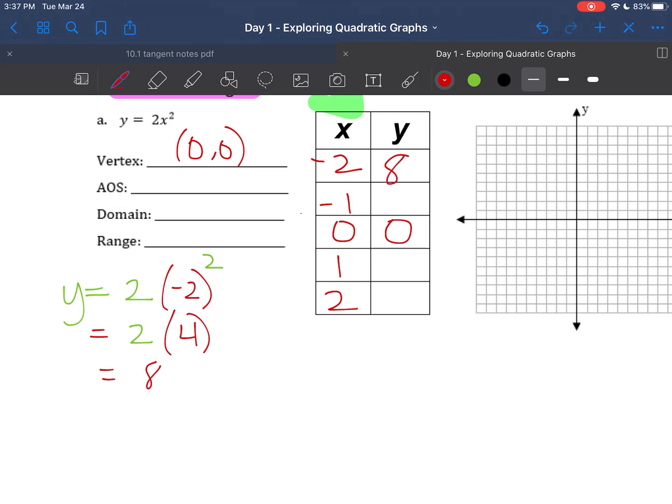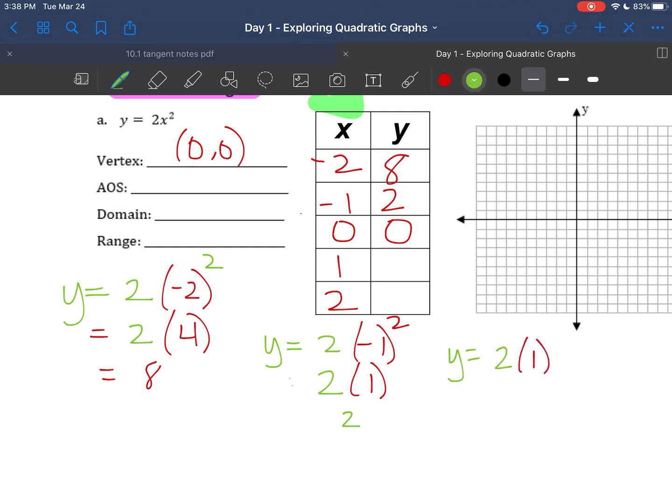All right, so I'm going to go through with the next part. I'm going to have y equals 2, and then we're plugging -1 in this time. Negative 1 squared is positive 1, so I end up with 2. I already know 0, 0. Now plug in the positive 1. So I'm going to have y equals 2 times 1 squared. Well, 1 squared is 1. So we are going to have 2 times 1, and I end up getting 2.